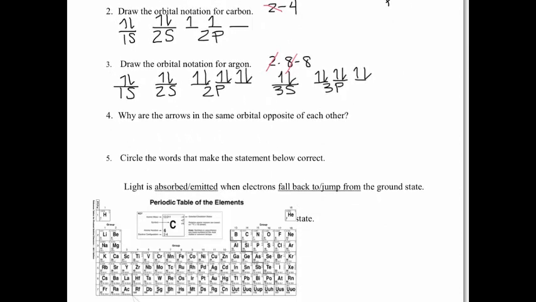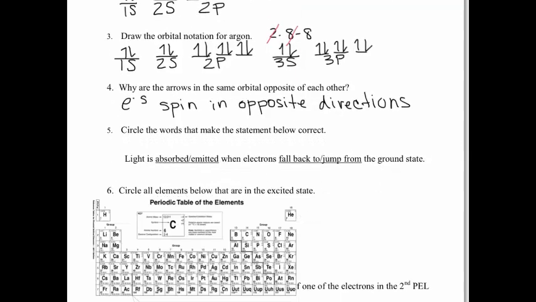Number 4, why are the arrows in the same orbital opposite each other? They're asking why do we have them spinning opposite? Because the electrons spin in opposite directions. They couldn't exist in that same space if they weren't.